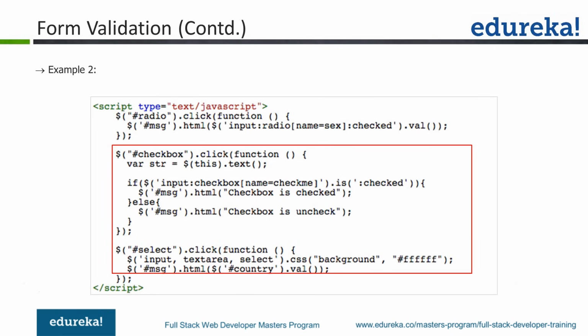Now, the second validation is for a checkbox. This is more of a demonstration that if the checkbox is selected, then a message will be set in the HTML, otherwise it will not be. It's more of a condition check rather than a validation, but it kind of builds on the concepts that we just talked about.